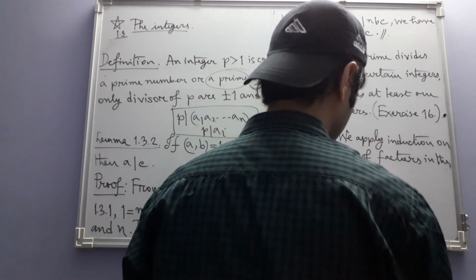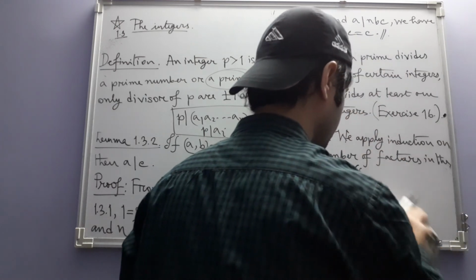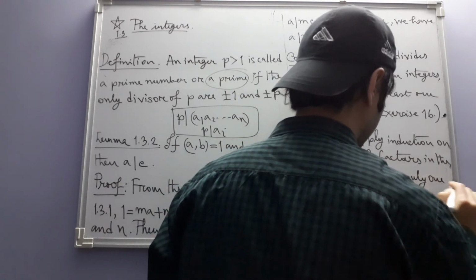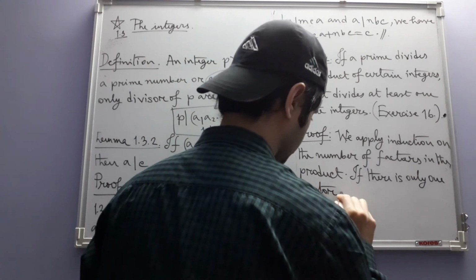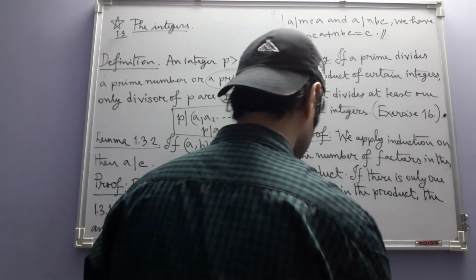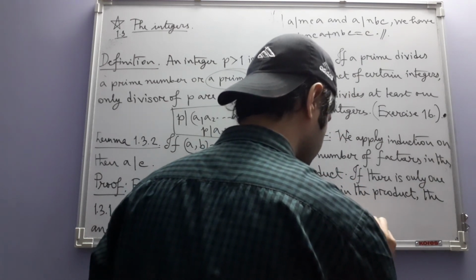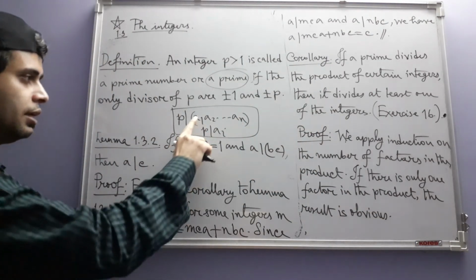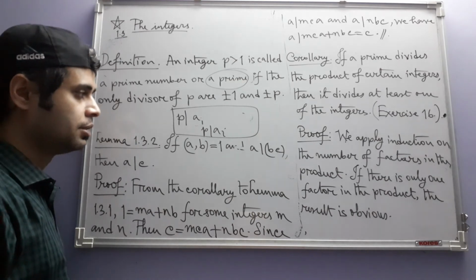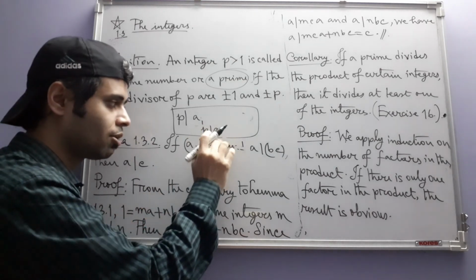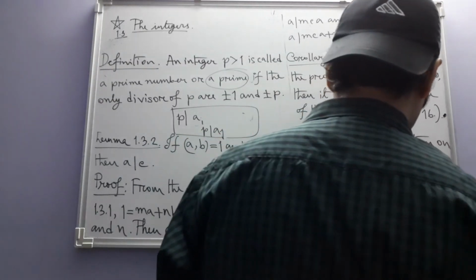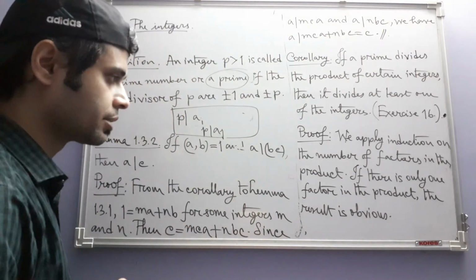If there is only one factor in the product, the result is obvious. Why? Because if I have only one factor, a1, and I have to show that P divides at least one factor, since only a1 is available, P is already dividing a1, so the result becomes trivial or obvious. Obvious, trivial, same thing in this context.